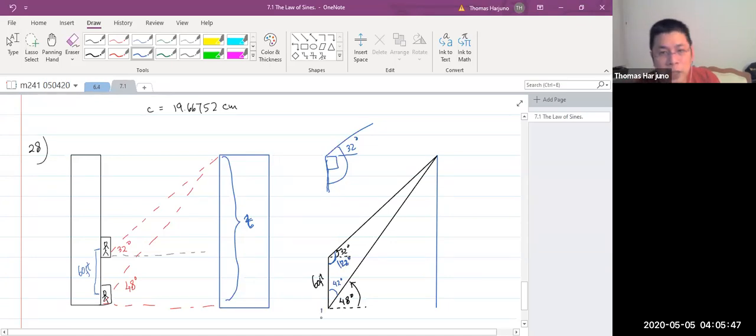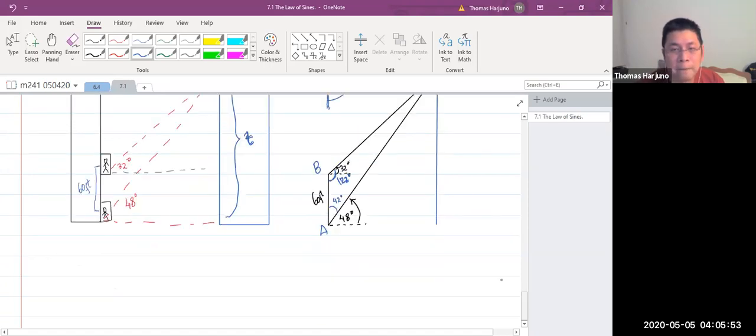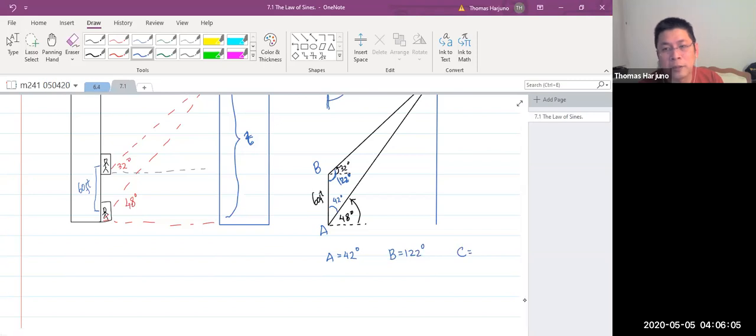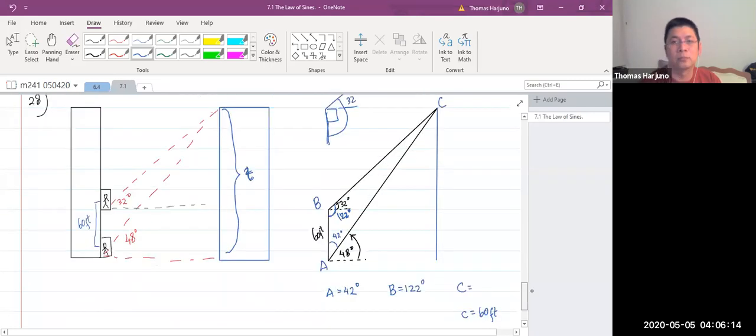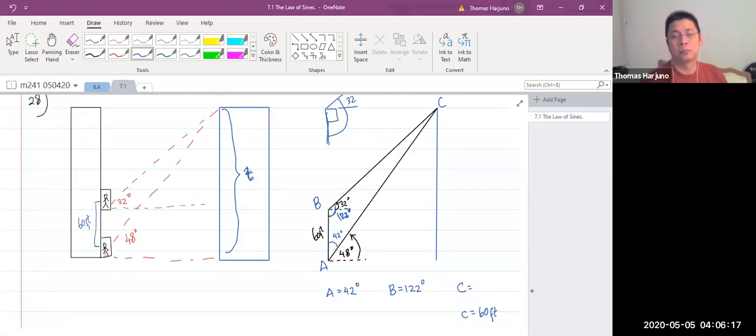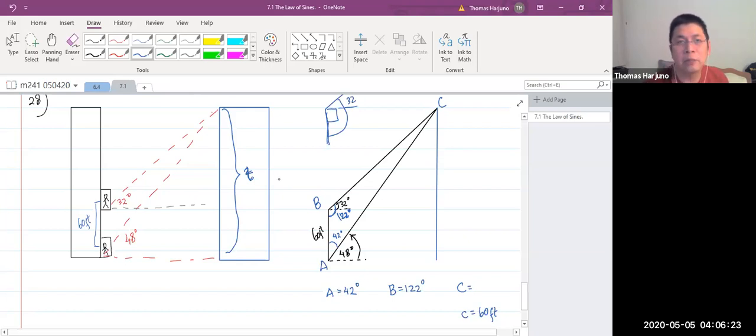Let's call this vertex A and vertex B. Can you find vertex C? A is 42, B is 122. Find vertex C. Now we know that side c in the triangle is 60 feet. Can you find angle C? Just tell me yes or no. Yes, we can. In fact, that will be our first step.